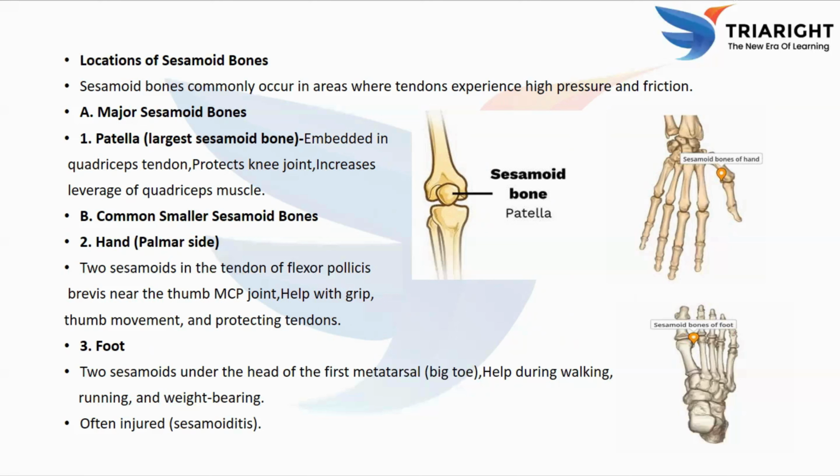Next, coming to the foot sesamoid bones. There are two sesamoid bones under the head of the first metatarsal, beneath the big toe. This is important during walking, running, standing, and also weight bearing. These sesamoid bones often get injured, nothing but they get inflamed. So what do you call the inflammation of the sesamoid bones? It is sesamoiditis, inflammation due to overuse of the sesamoid bones.